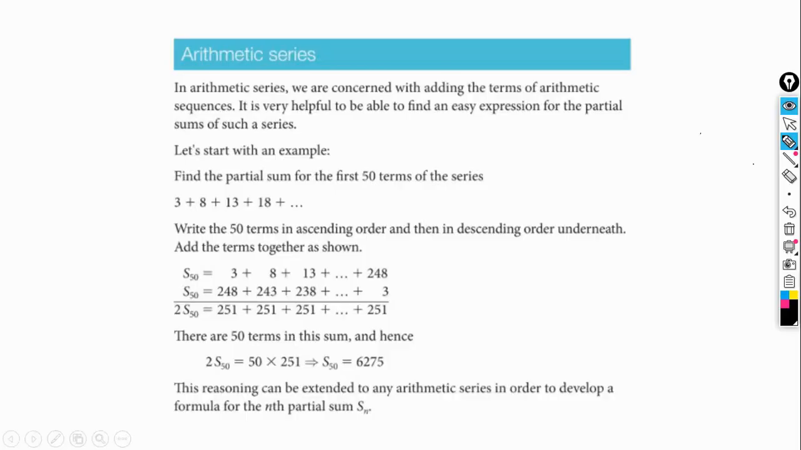So now let's talk about arithmetic series. In arithmetic series, we're concerned with adding the terms of arithmetic sequences. It is very helpful to be able to find an easy expression for the partial sums of such a series.